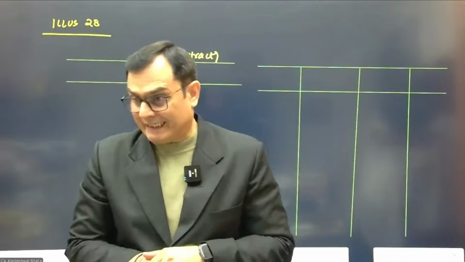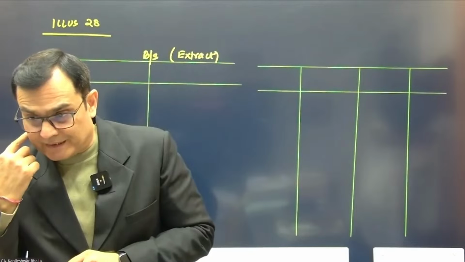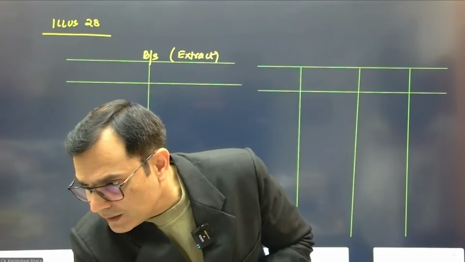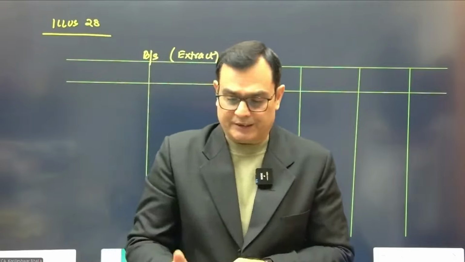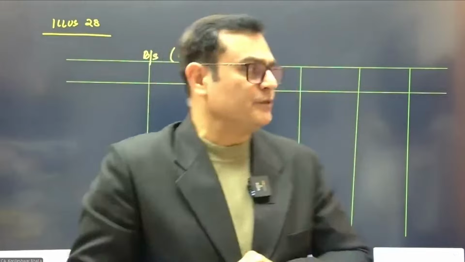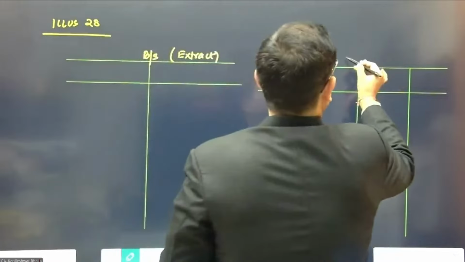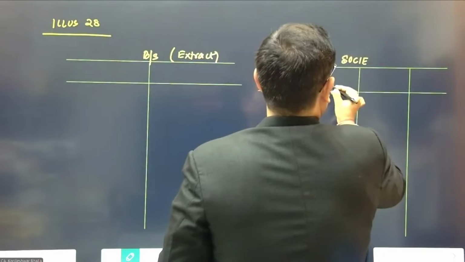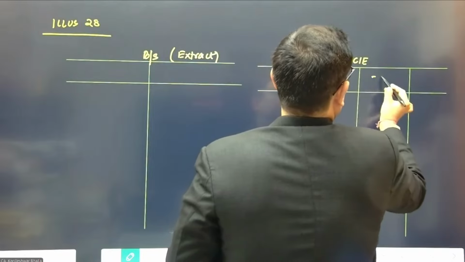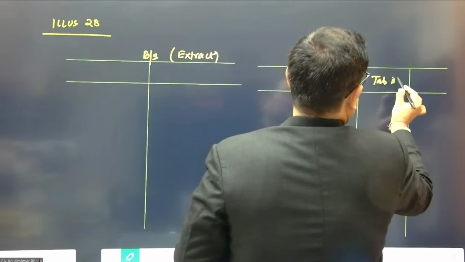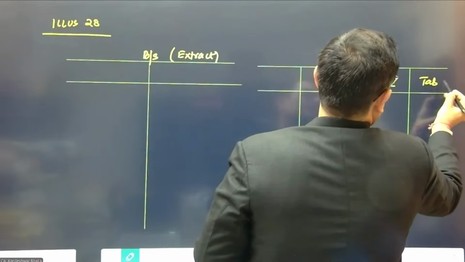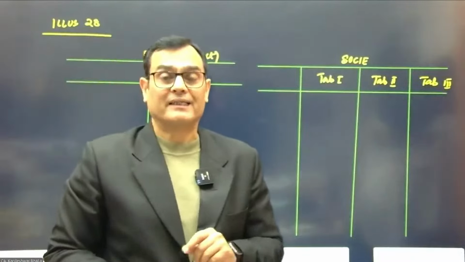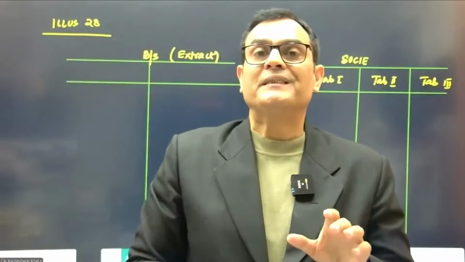Okay, so no worry, I'll give you that input as well. This is the statement of changes in equity, and it practically has 3 tabs. Some people call these tabs, some people don't. But this is how we practically look at things in the practical world. So we've got 3 tabs here.